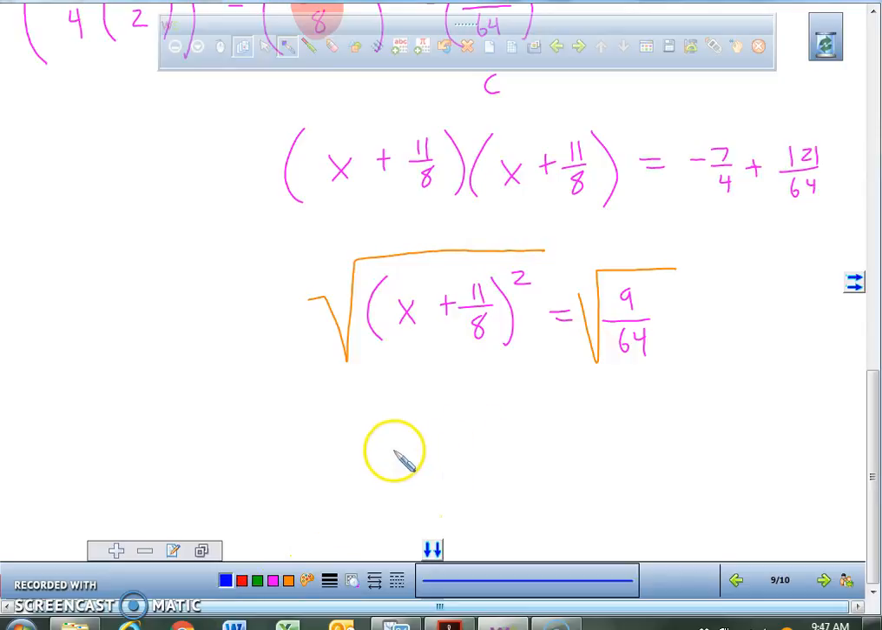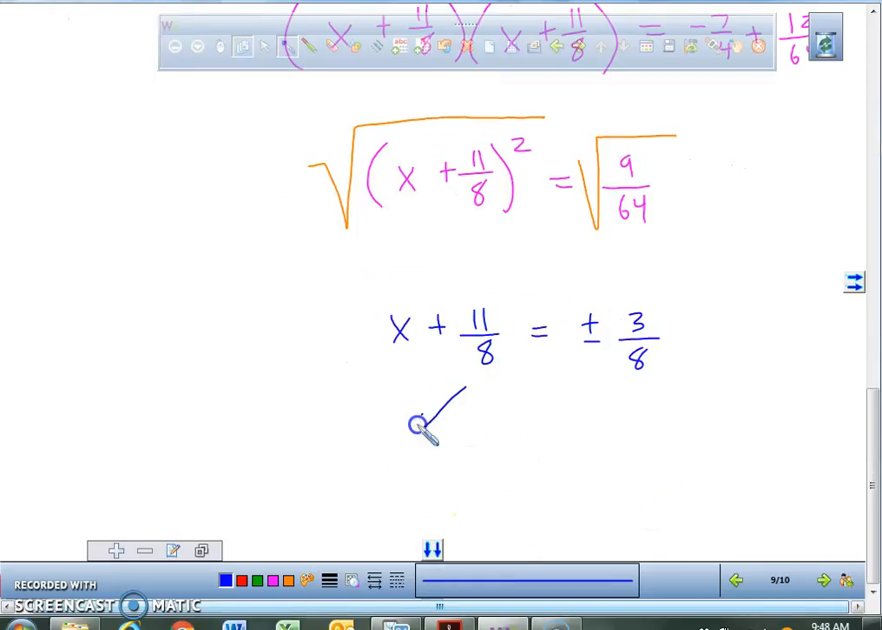The left side's very easy. It's just x plus 11 over 8 equals. This is where you need to put the plus or the minus. What's the square root of 9? 3. Thank you for answering the question before I asked you. You said 8 because you were expecting me to ask the square root of 64. Very good. So the square root of 9 is 3. The square root of 64 is 8.